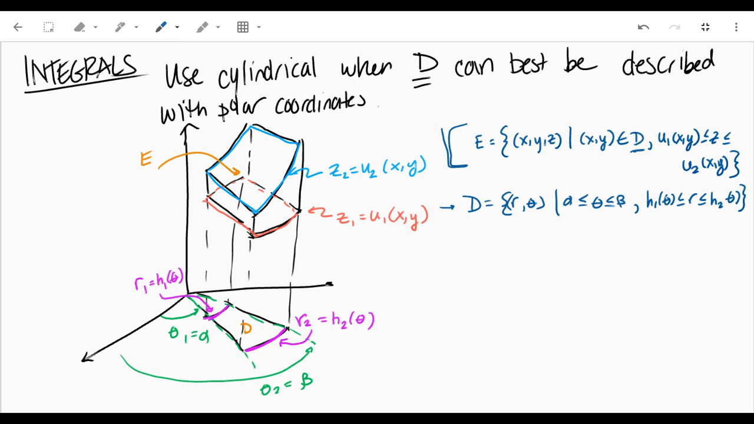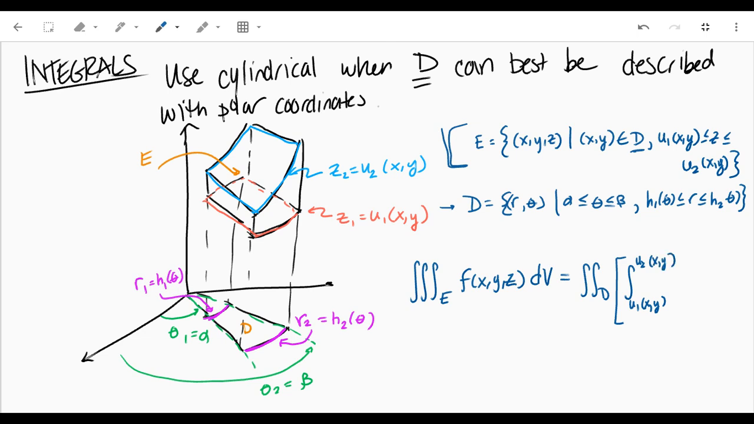So some of this is going to look familiar from 12.5. Your triple integral over E of f of x, y, z dV is your double integral over D times your integral from u1 of xy to u2 of xy of f of xyz dz, and then dA. That's what it looked like when we just stuck with rectangular.